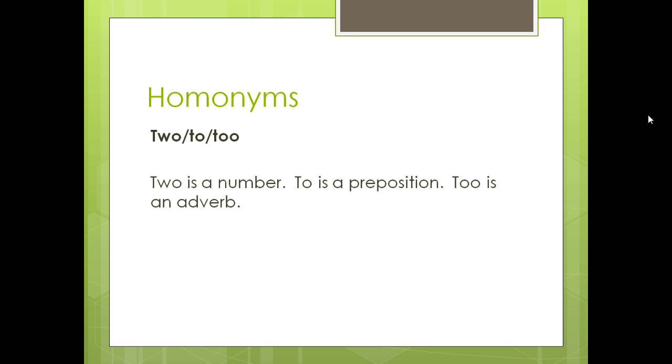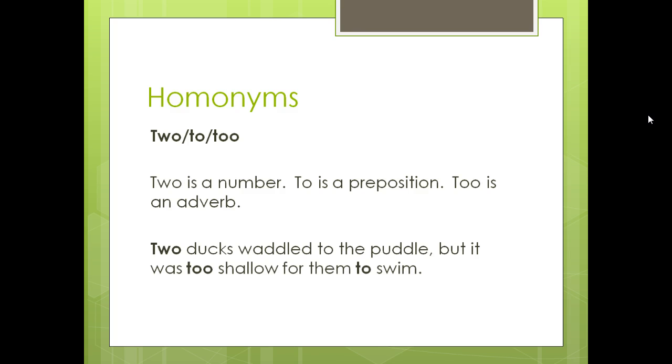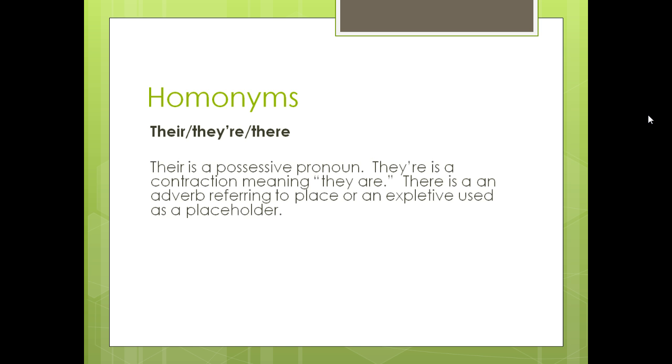To, too, and two are also commonly confused. TWO is always a number. TO is a preposition. TOO is an adverb. There, their, and they're are also words that are commonly confused. THEIR is a possessive pronoun. THEY'RE is a contraction meaning they are. THERE is an adverb referring to place, or it can be used as an expletive used as a placeholder.